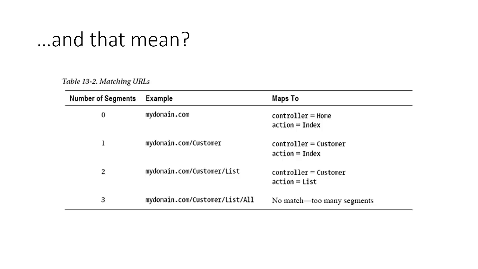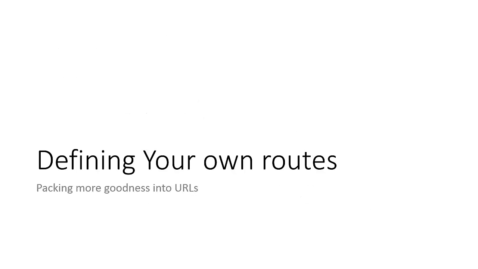And then if we go on and say mydomain.com/customer/list/all, there's too many segments here based on the normal convention. So this actually will resolve in no route being found.